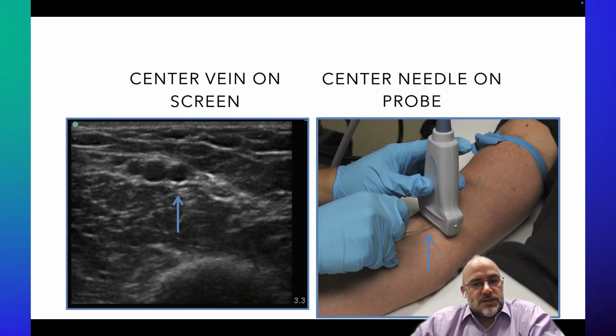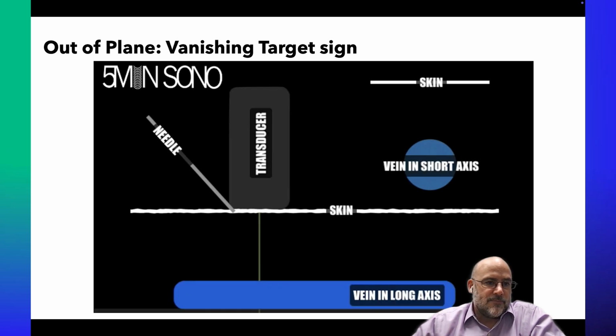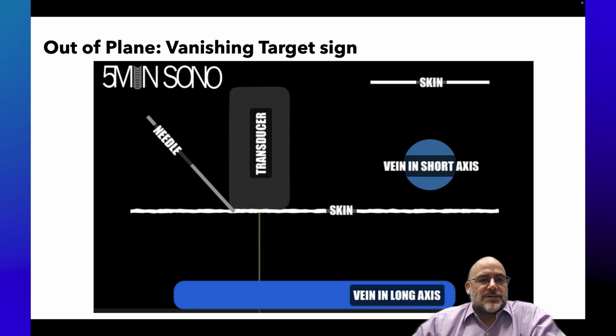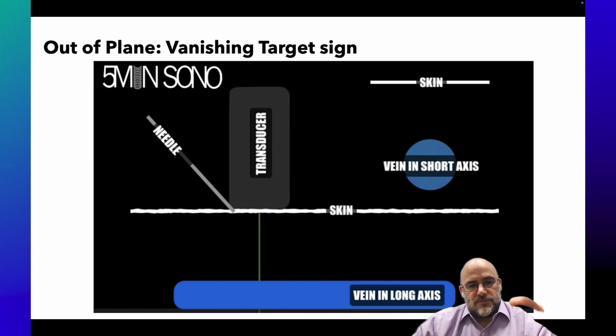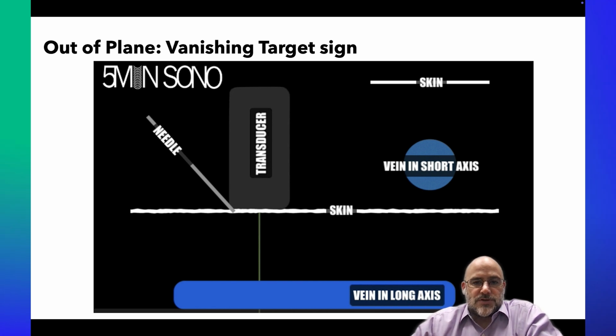So here we see the centered needle in the probe and the vessel in the center of the screen. You can drop that line if you would like to. Obviously, there's no sterility in this picture, for demonstration purposes. So this, obviously from 5-Minute Sono, shows the vanishing target sign. Here we have the mock-up of the transducer and the needle and the skin. We have the vein in long axis, and then over in the top corner we have the vein in short axis.